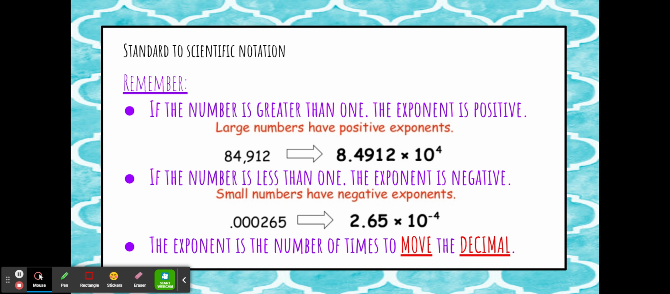Okay, so remember, if the number is greater than 1, the exponent is positive. So 84,912 is a number greater than 1, and my exponent is positive 4. If the number is less than 1, the exponent is negative. Smaller numbers have negative exponents. So 0.00265 is smaller than 1, so my exponent is negative 4. The exponent is the number of times you move the decimal, not, again, how many zeros.